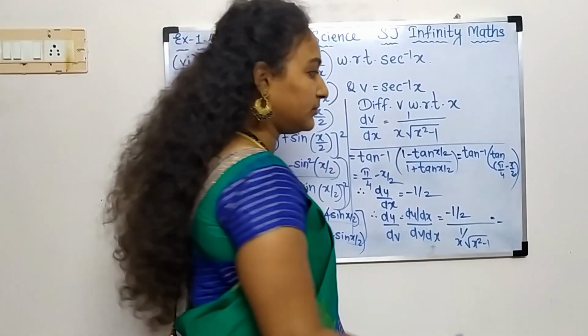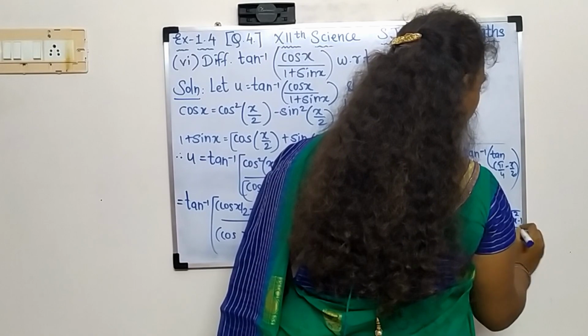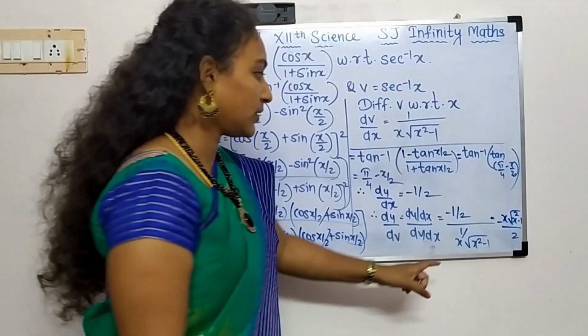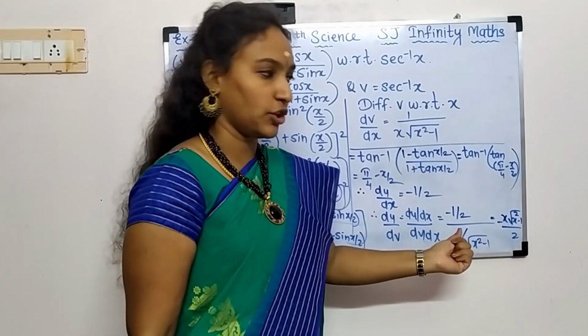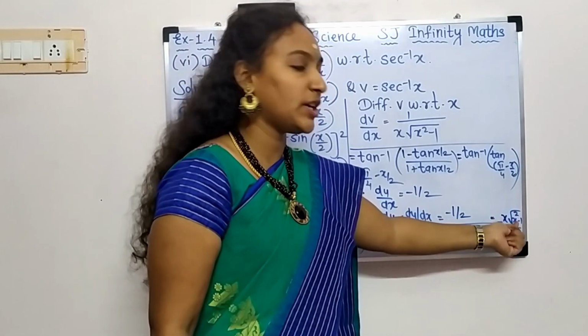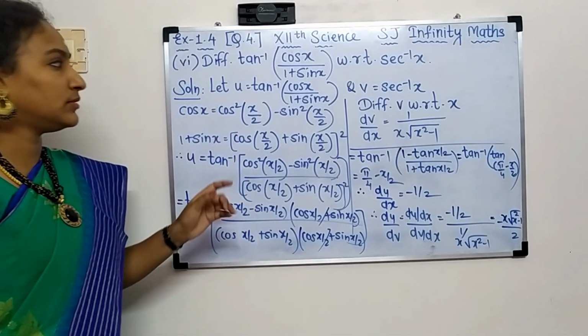So this will become minus x root of x square minus 1 upon 2. This will go to the numerator and we have 2 in the denominator. So minus x root of x square minus 1 upon 2. So the solution is clear.